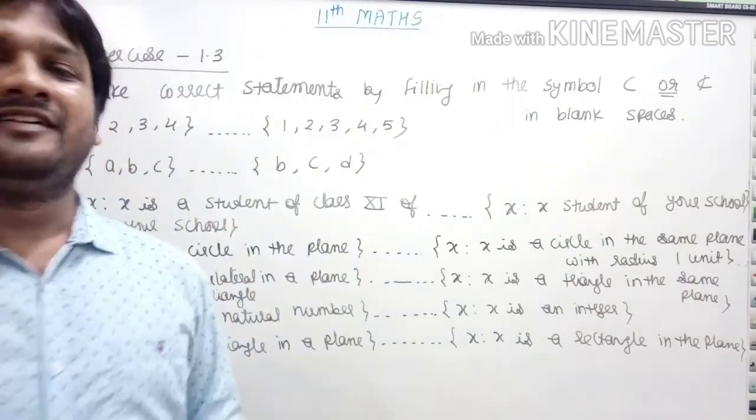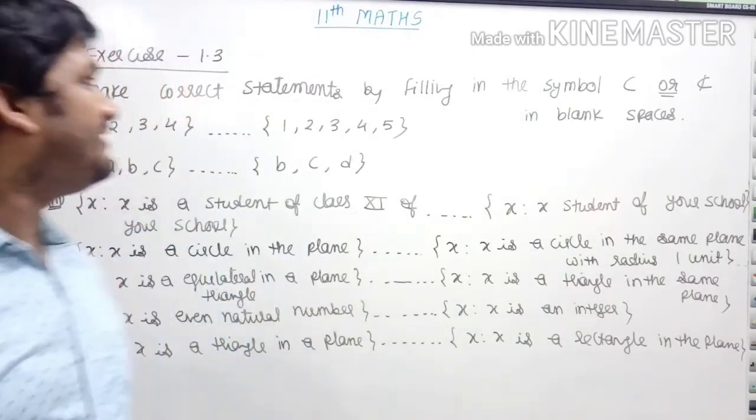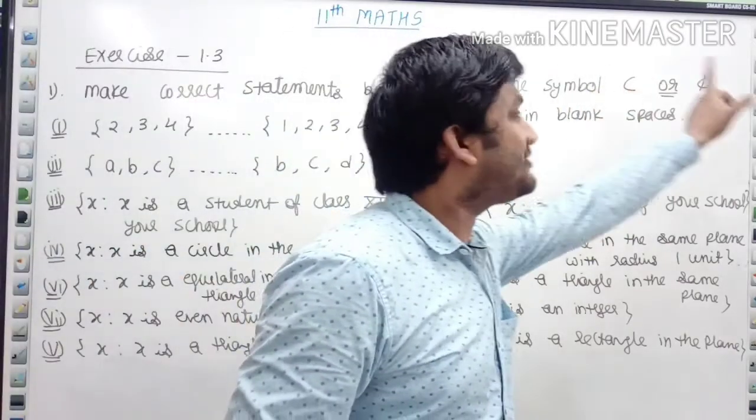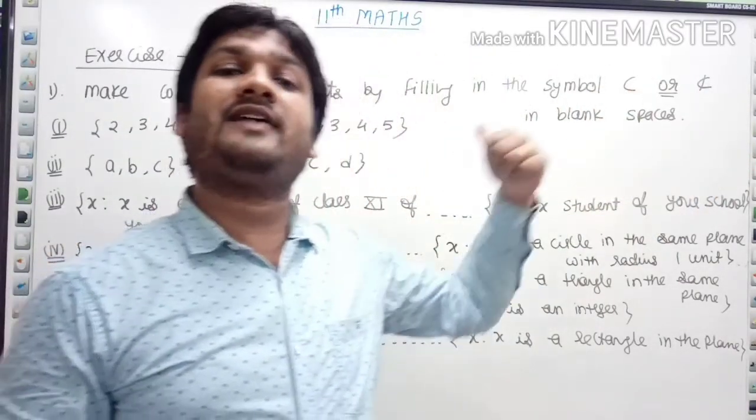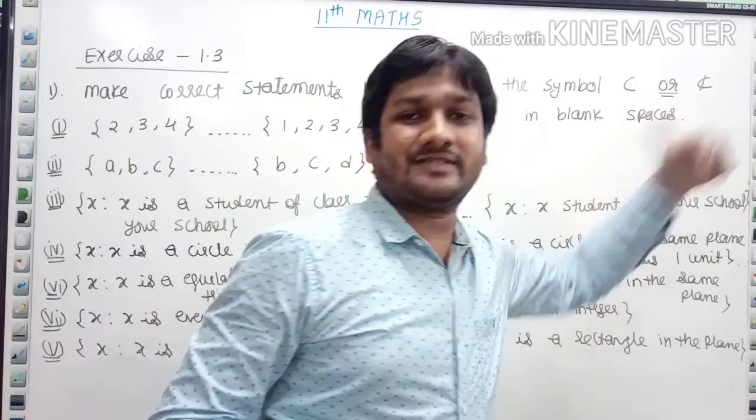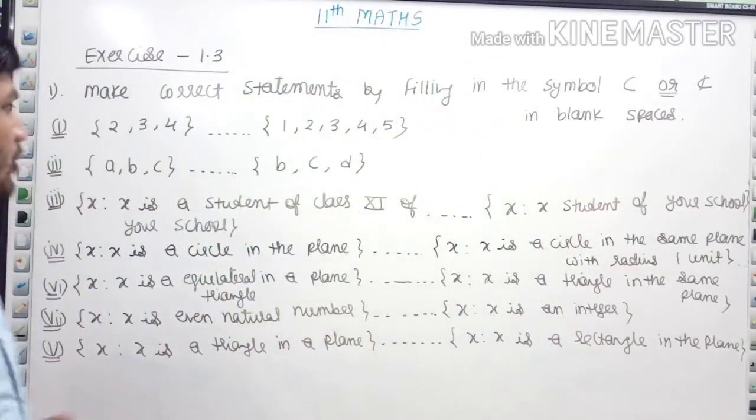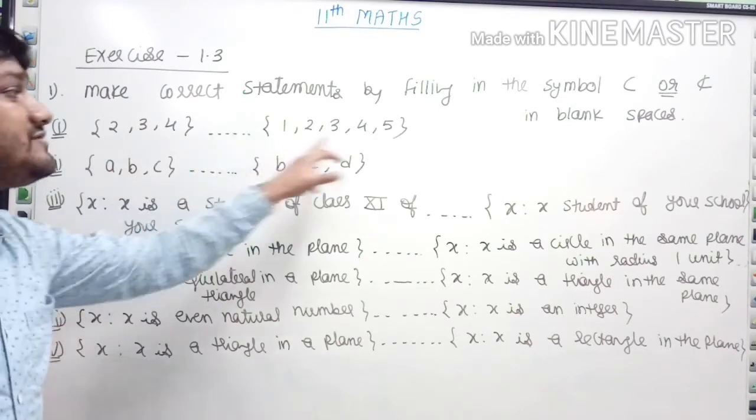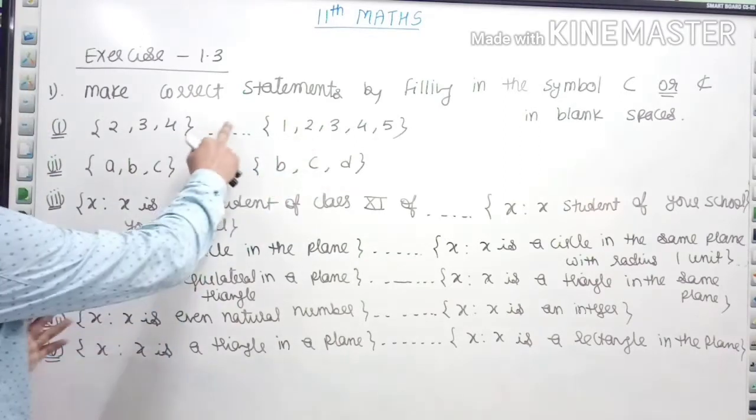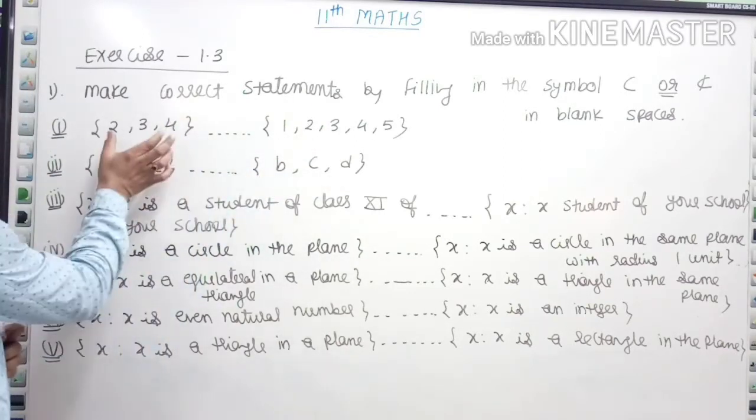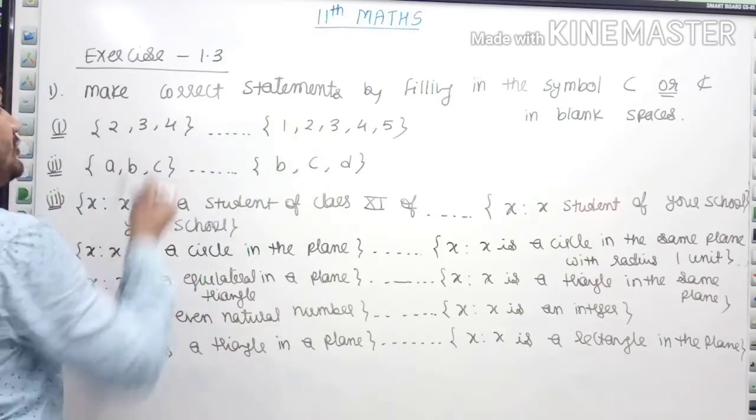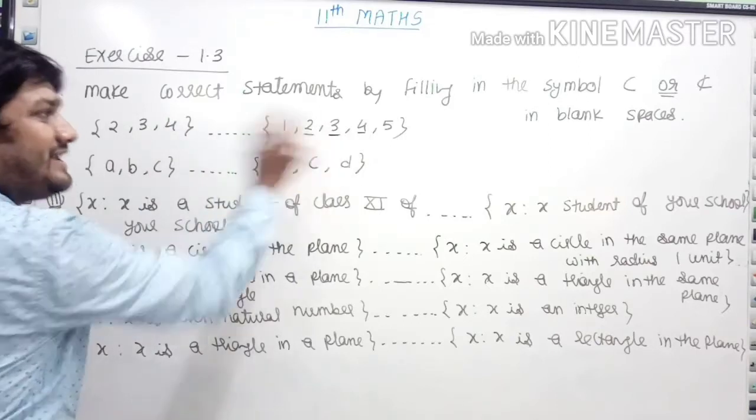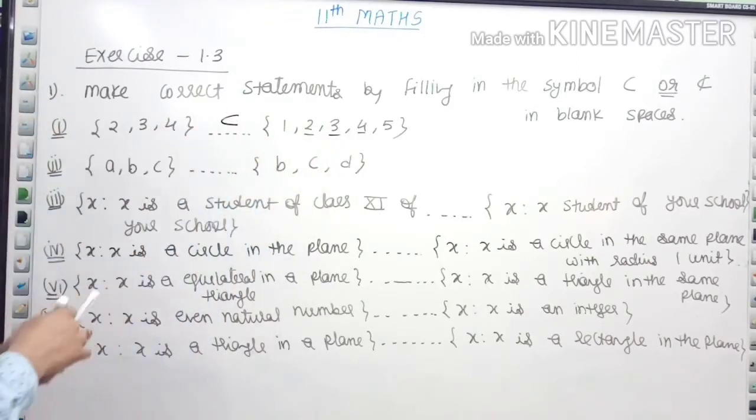Hello students. Now in this question, we need to fill the blank with one of these two symbols, either subset or not a subset. So let's see how we'll be doing it. First is set {2, 3, 4} and second is {1, 2, 3, 4, 5}. So whether it is a subset or not, check whether all these elements are here or not. Yes sir, 2, 4 and 3, all elements are lying here. So it is a subset.